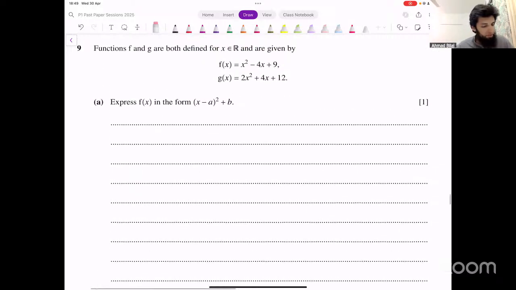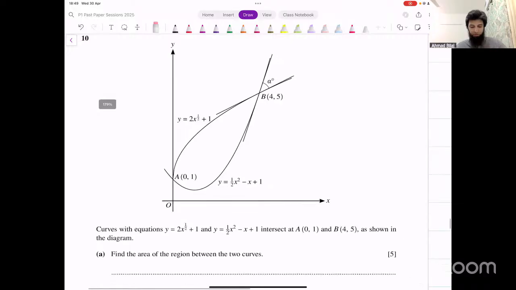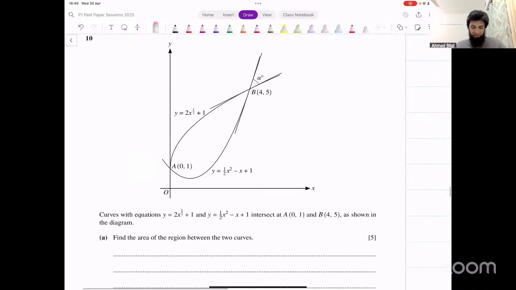All right. Question number 10. That's the next one that we have from this paper. Curves with these two equations intersect at A and B. We've got their points given. Find the area of the region between the two curves. Area between two curves, area between two graphs. How do you find that? Area under the upper curve minus the area under the lower curve. That's what you have to do, right?